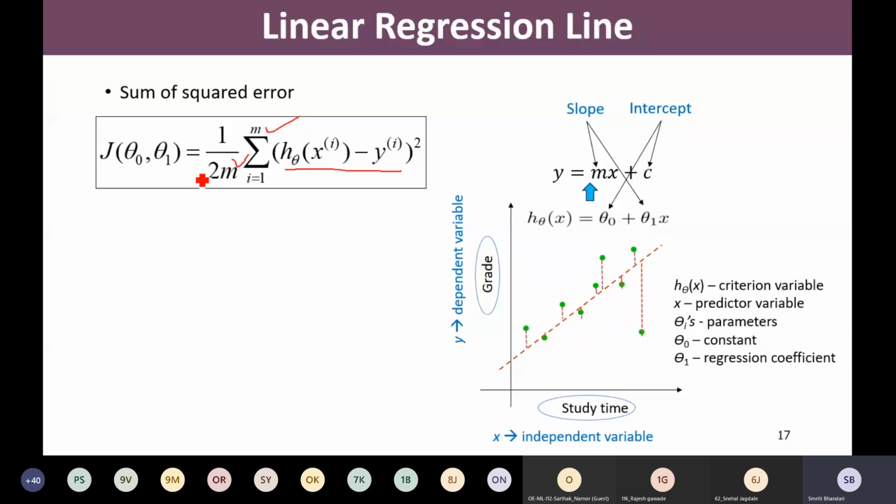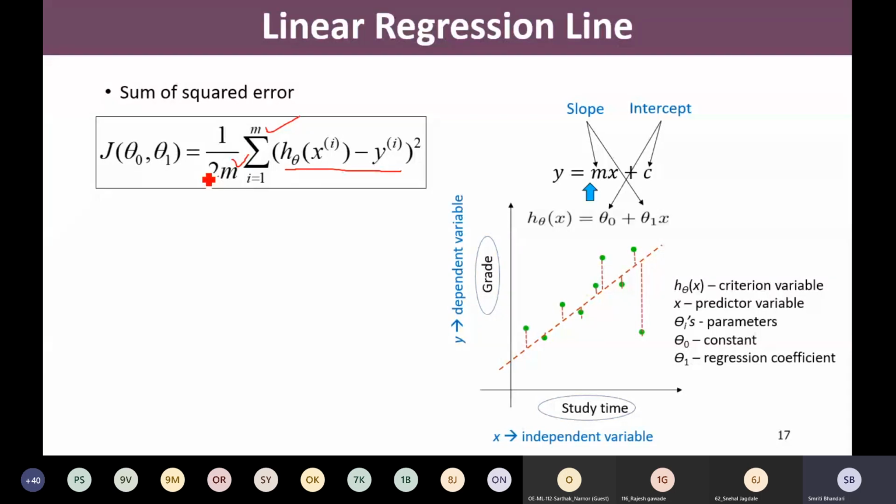But please remember that there is no harm in having the mean error or half of mean. There is not much harm in having half of mean to represent the error. And why have we used this half? Just for the sake of mathematical convenience.